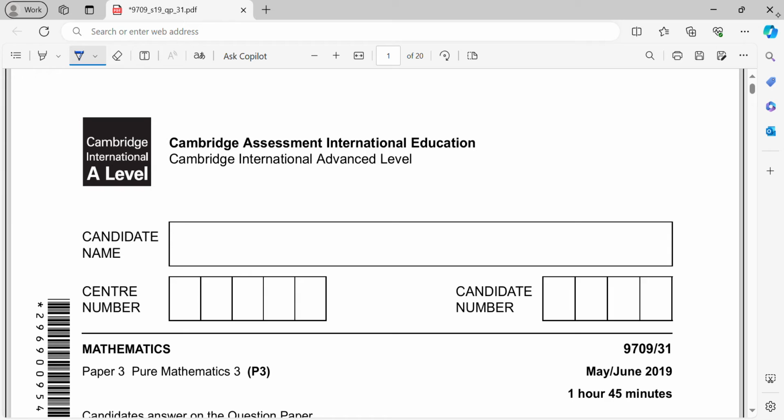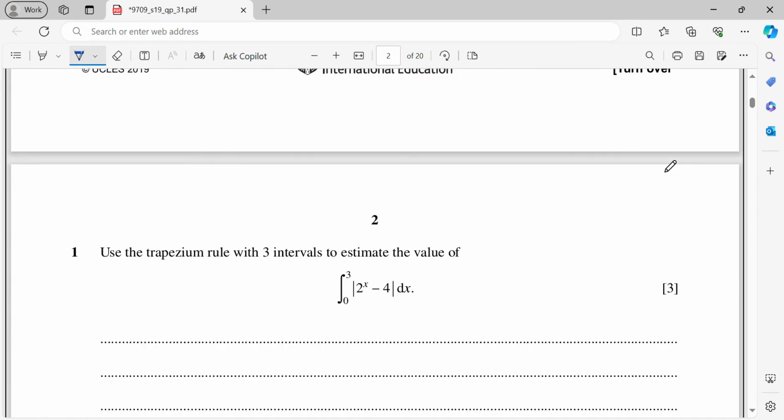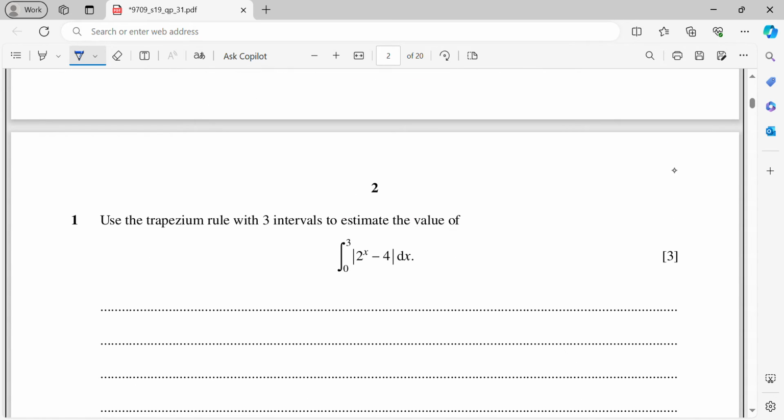This video is to discuss Cambridge International A-Level Mathematics Paper 3, which is Pure Mathematics 3 for May-June 2019, and the code is 9709/31. So let's move on to question number 1. For question number 1, use the trapezium rule with 3 intervals to estimate the value of this integration.